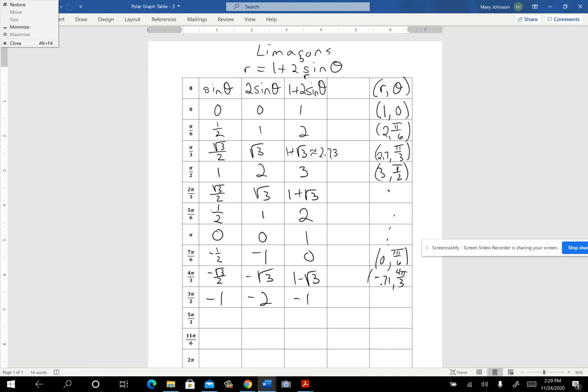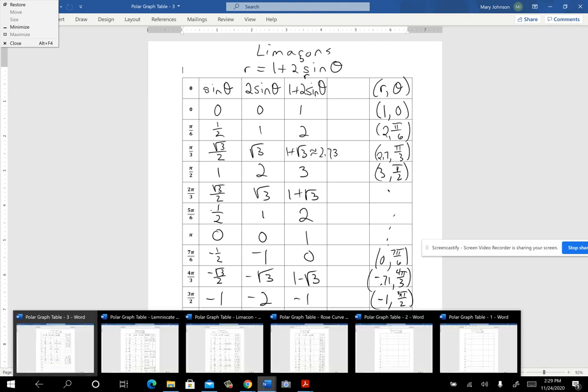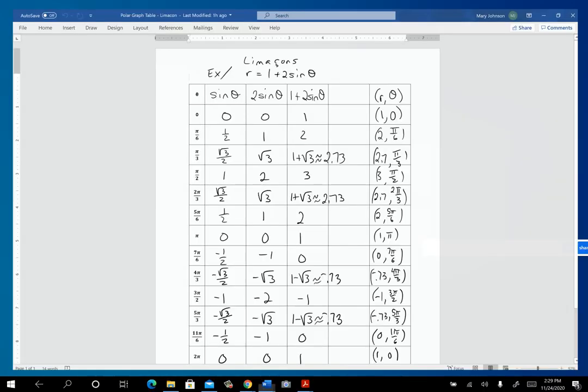So I have to remember how those work. Okay, and this would be negative 1, and that's at 3 pi over 2. Okay, and so on. So we could continue that to get the table filled out. Okay, so here's what it would look like. Let me see if I can find the completed table for the limaçon. So here's the completed table.